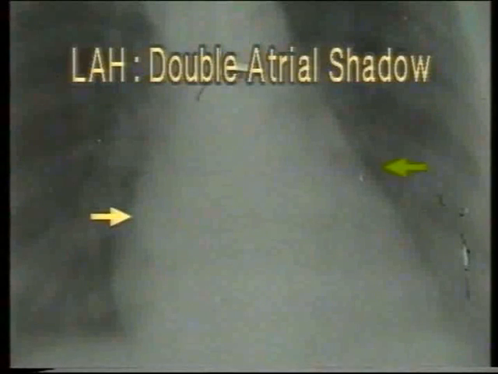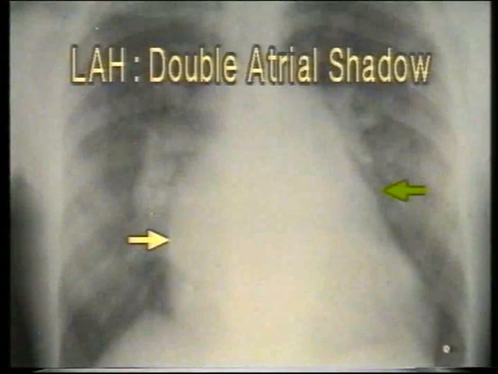This is another X-ray showing a double atrial shadow. Note the straightening of the left border indicated by the green arrow and the double atrial shadow shown by the white arrow. This is left atrial enlargement. The shadow may not always be so clear, but as seen in this X-ray, a faint outline is often seen near the right heart border.